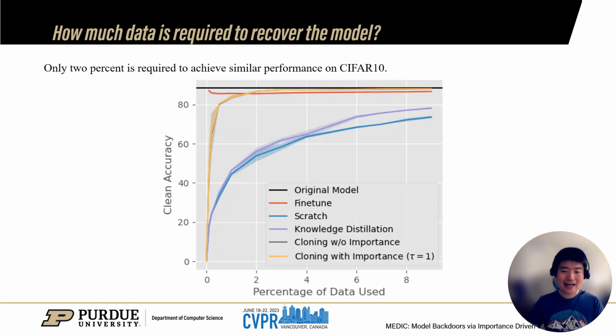Now, we want to ask, how much data do we really require to perform this cloning? We experiment on CIFAR. The results show amazingly that we only require 2% of data to recover the performance of the classifier. Imagine you have a large language model. You only need 2% of self-collected data to regain the performance. And the plus side is that we can simultaneously get rid of the bad functionality they intentionally injected.